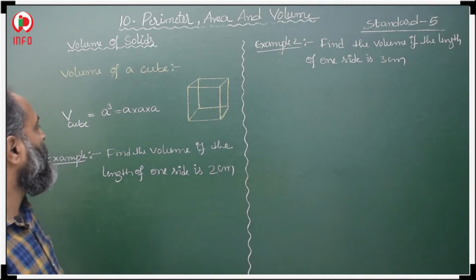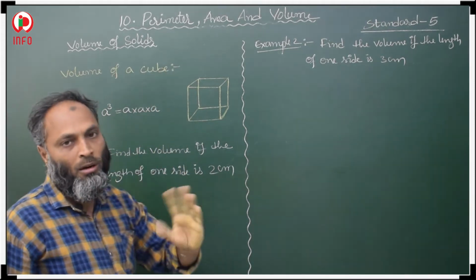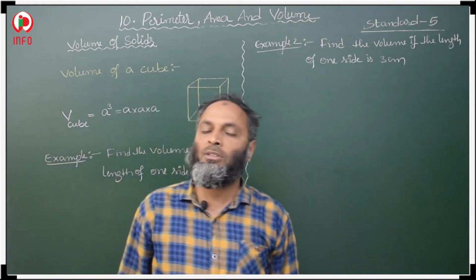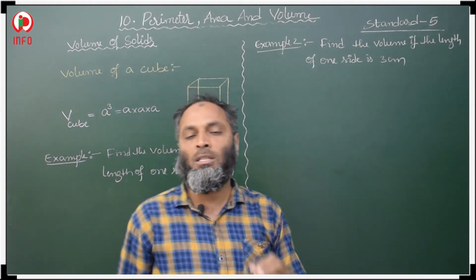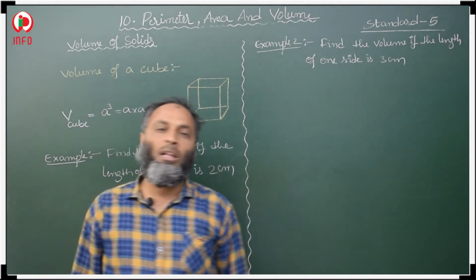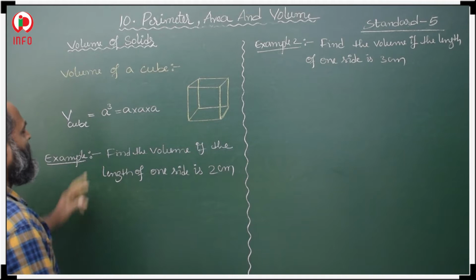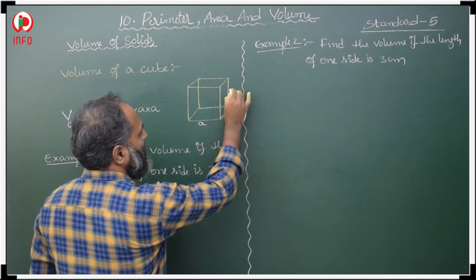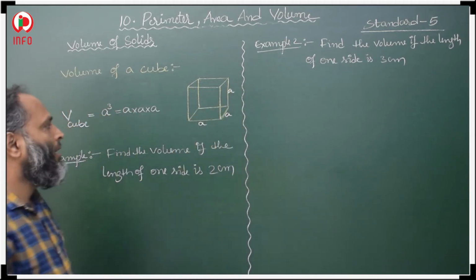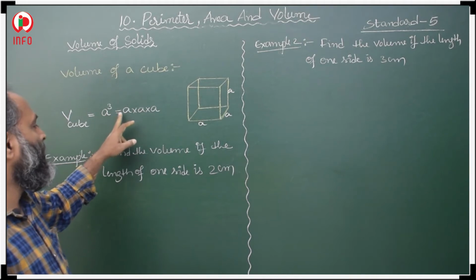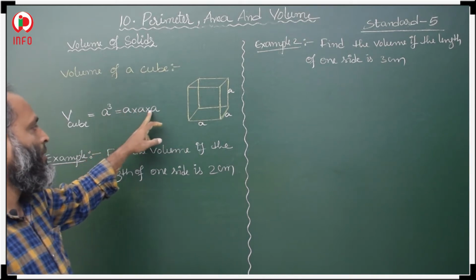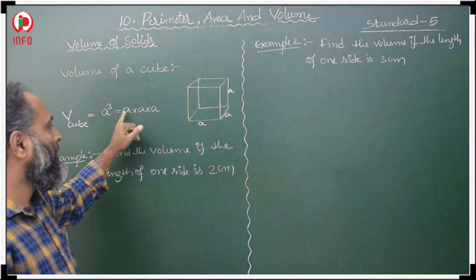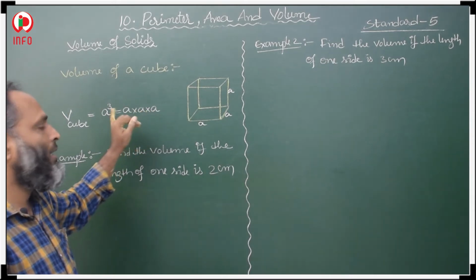Now, volume of a cube. In a cube all 6 faces are the same, and all 6 faces are square in shape. Then what is the volume of a cube? All the sides are the same, so the length, breadth and height are all a. So the volume of a cube is a cube, that is length into breadth into height. Length is a, breadth is a, and height is a, so a into a into a, that is a cube.